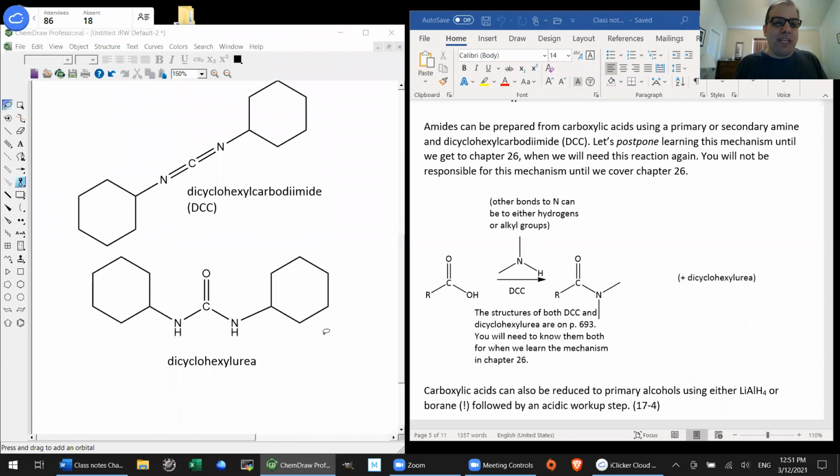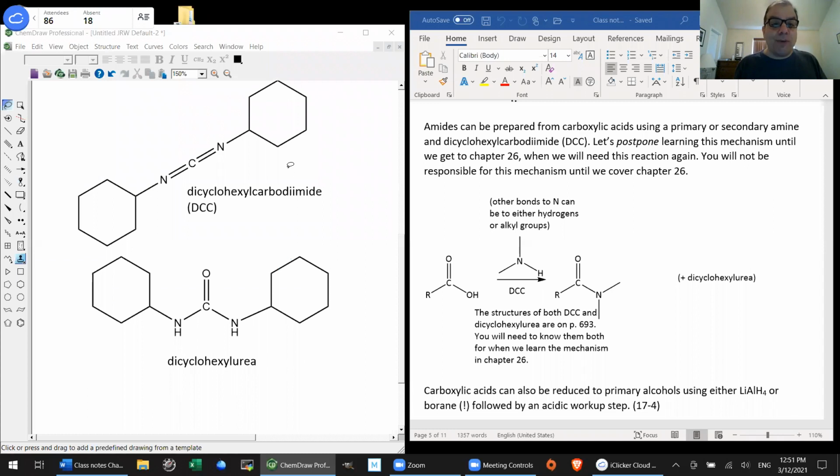Again, I don't really love making you guys memorize structures, but if you had to memorize a few structures, urea is not a bad one to learn. It's a small molecule and it pops up a lot. So NH2 C double bond O NH2, and we just replace the two hydrogens with cyclohexyls. That's going to be your byproduct of this reaction.